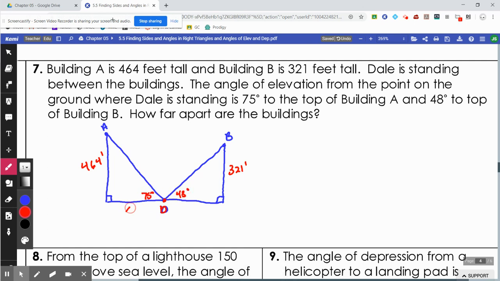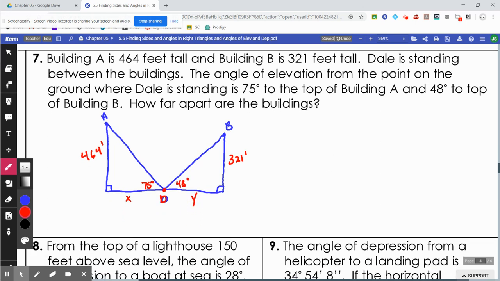So we need to find this distance and this distance. It's just two different problems. So let's start with building A. We're dealing with 75 degrees and then opposite and adjacent, so that'd be a tangent problem. So the tangent of 75 is equal to opposite over adjacent.